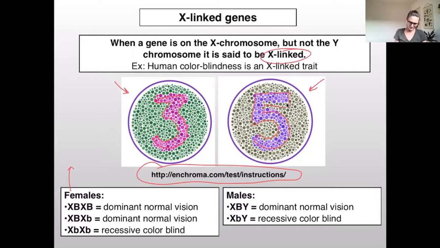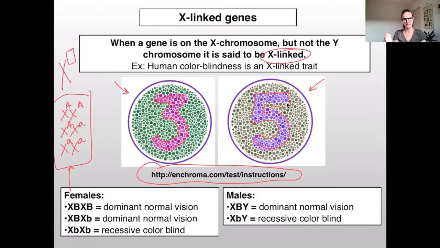So for females, for example, we have 3 possibilities for what your alleles would be. You could be homozygous dominant, heterozygous, or homozygous recessive. You have to have those X's on there if they're X-linked, so you'll always draw it as an X with the allele above it.